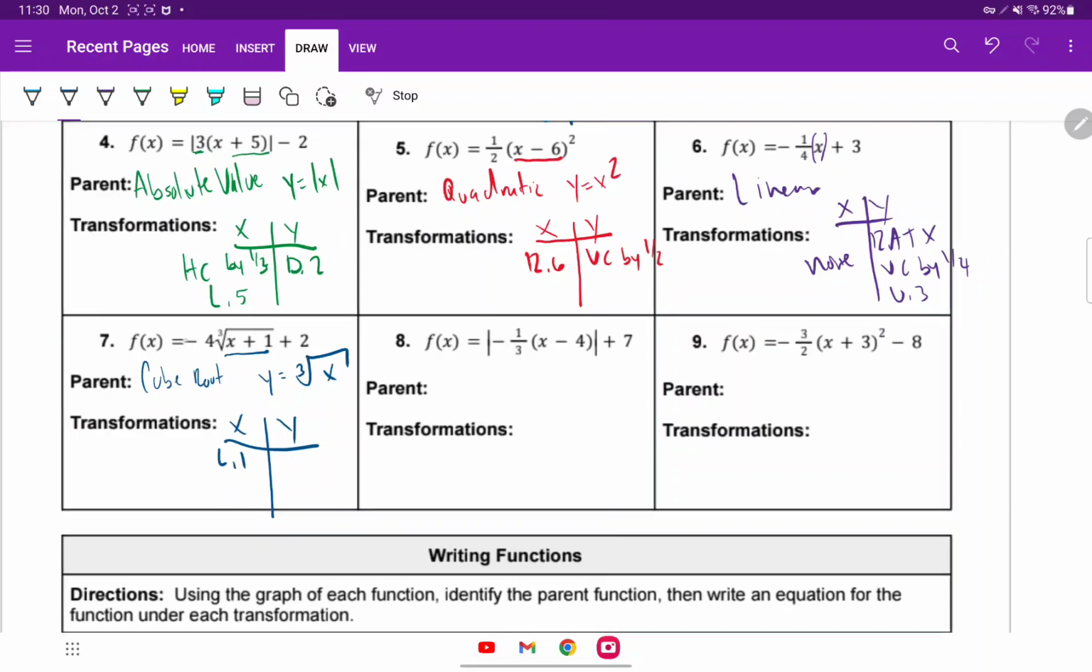On the outside, we have a negative sign, which is a reflection across the x-axis. We have a 4 that is greater than 1. That's a vertical stretch by 4. And then further on the right, we have a +2, which is up 2.